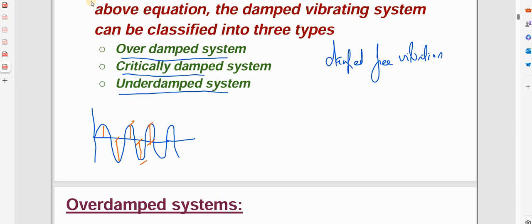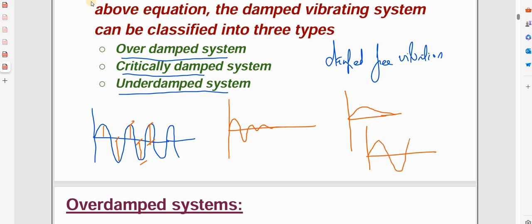Now in an over damped system, the motion will reduce very drastically, like this it will be going. Critically damped means it will start from 0 and end soon, that is critically damped. Under damped system means the oscillation will go on for some amount of time, and we will look at what the graph is. So these are the three types of conditions which can happen in a damped free vibration.